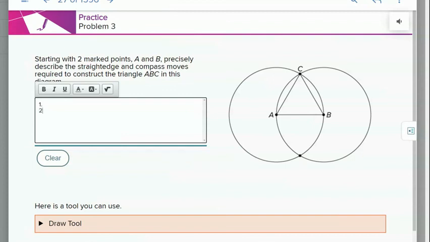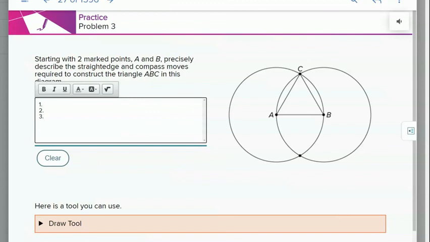Step two. How did you get point C and the point down below, which I'm assuming is point D? How did you get those? And then it's the instructions to create the triangle, right? So step three, what tools did you use to create those sides of triangle AB?